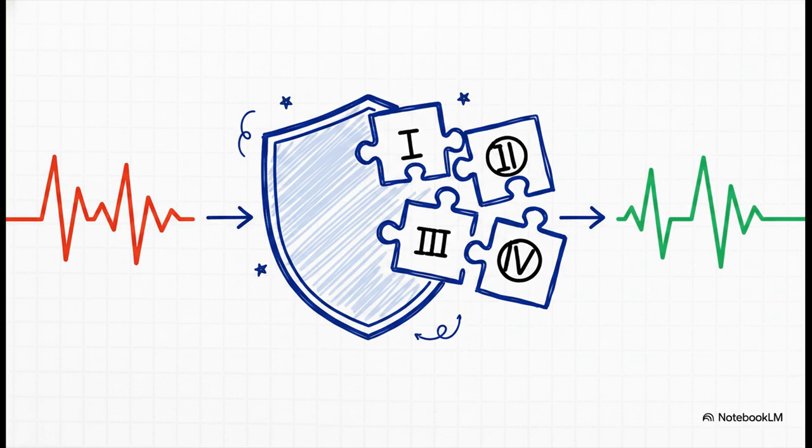We'll take this physiological framework and use it to finally deconstruct the Vaughan-Williams classification system, showing exactly how each class of drug targets a specific part of the action potential to restore normal sinus rhythm.